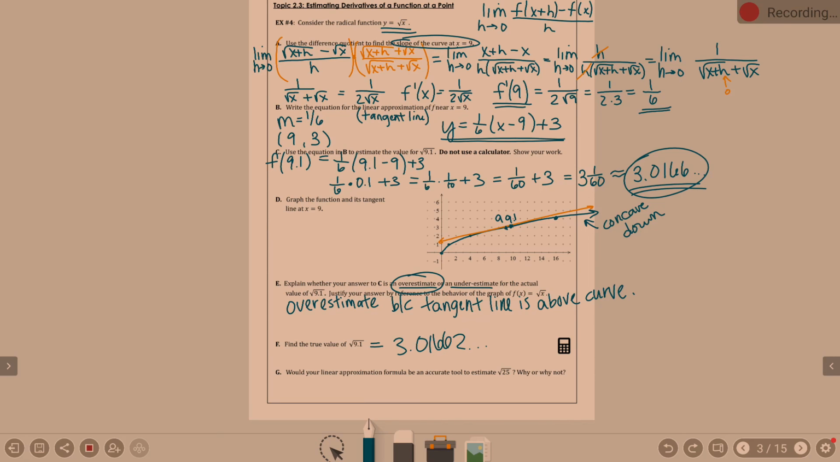Yes? So we're very close. Would it be accurate for the square root of 25? So if I go out here to 25, is my tangent line going to give me an accurate estimate? No, this tangent line is accurate where? In the small neighborhood of 9. Is it going to be accurate way far away from 9? No. And so the square root of 25 is too far away from the point of tangency, which was x equals 9. It's outside the local neighborhood.